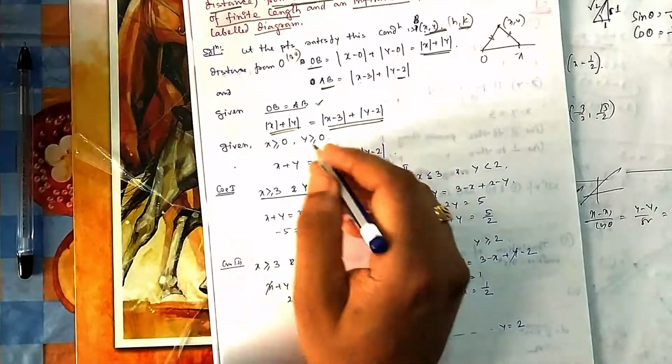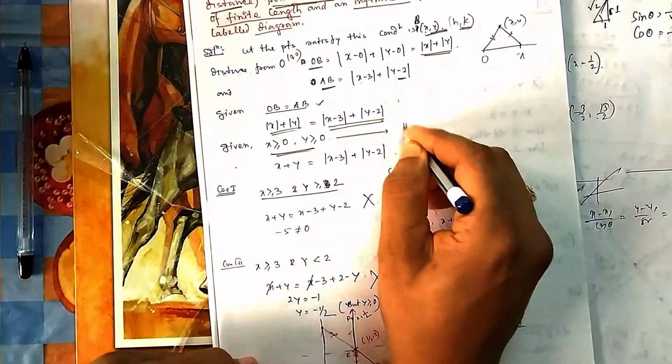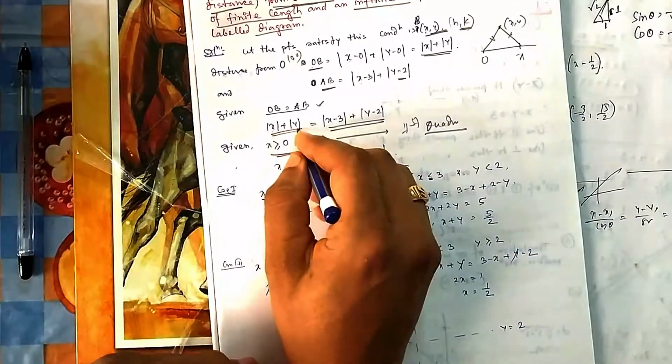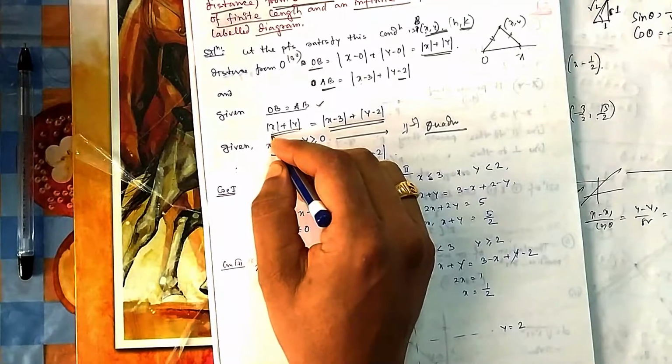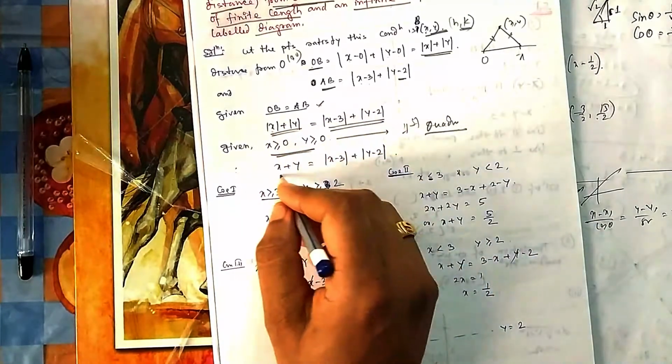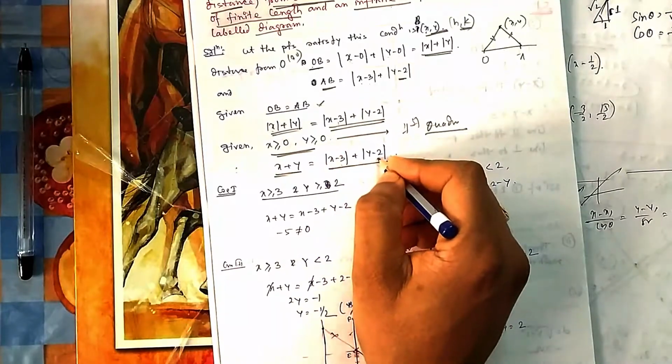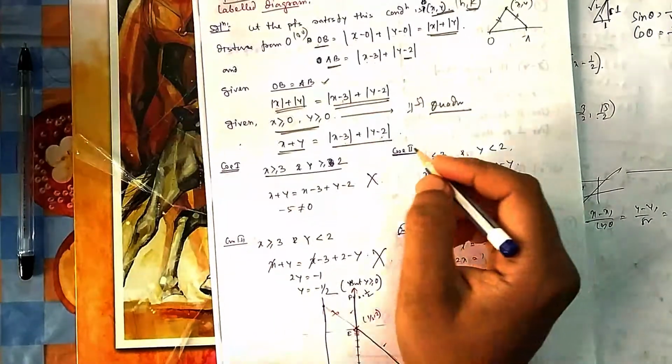What is one more thing given? X and y both are greater than 0. Why? Because it is the first quadrant, I told you while explaining that. So the mod is not required for this one, because the mod would make it positive, and I know x and y are already positive. So this is simply x plus y. But I don't know about the other one. This is x minus 3, this is y minus 2. So I have to take different cases.